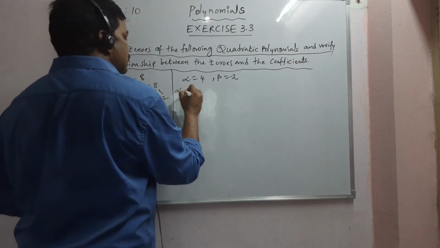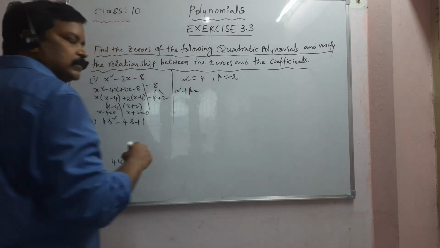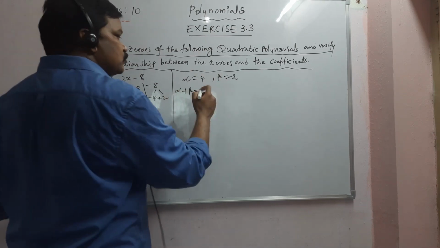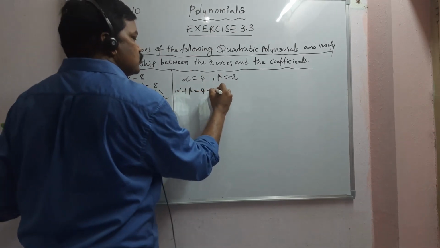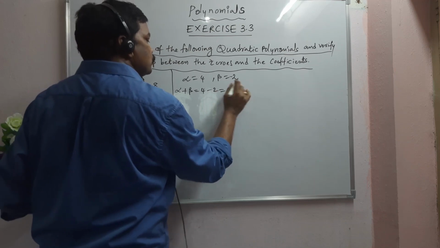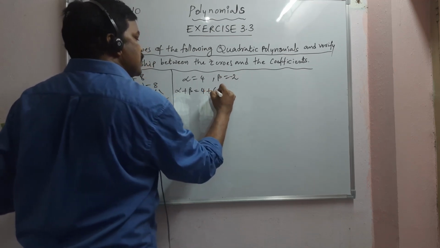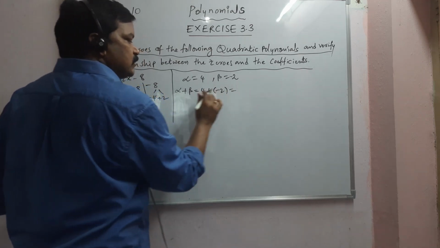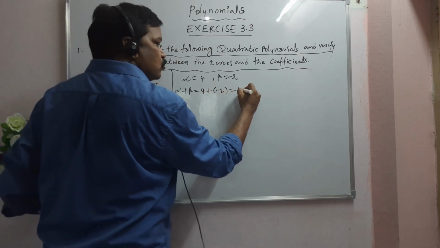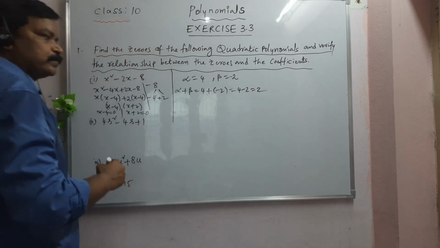Right. Now we find the sum of the zeros. We add the two zeros here: one is 4, the other is minus 2. I will write it like this: 4 plus minus 2, adding. This is 4 and this is minus 2. So 4 minus 2 is equal to 2.